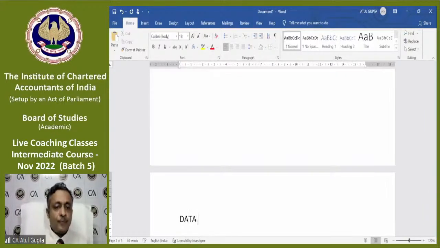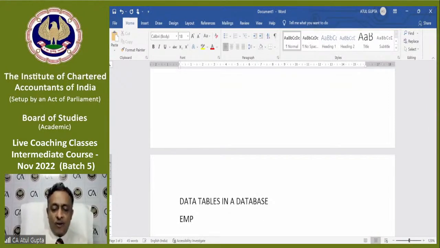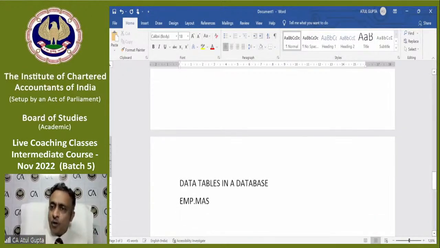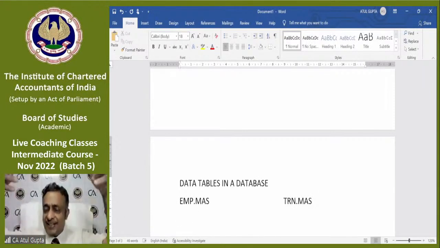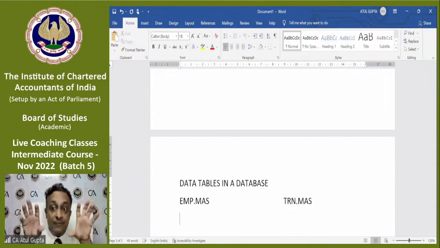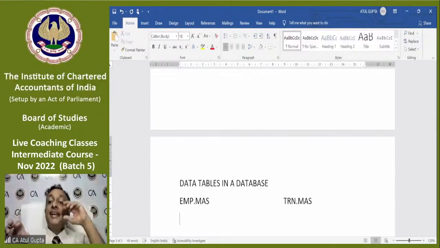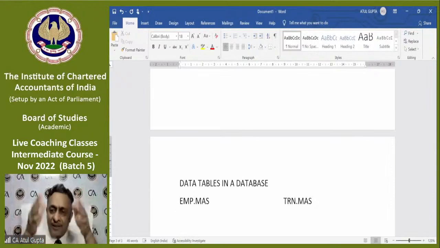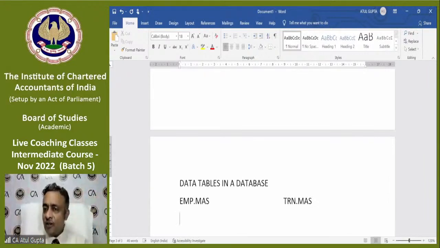So what I'm creating is data tables in a database. One I call employee master, and the other I'll call transaction master. These are two data tables. A data table is where your data is kept, the data fields where they are kept. The record that you saw, which I said link to a chapter, that is a data table. The way it appears, it is like Excel rows and columns. That is a data table in a database. So two data tables, employee master and transaction master.